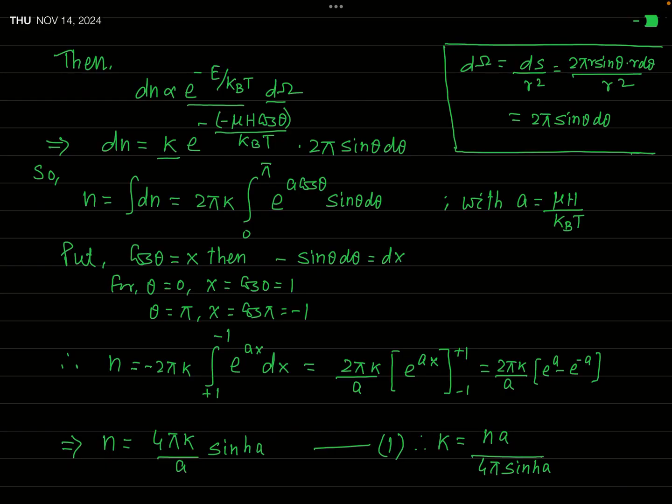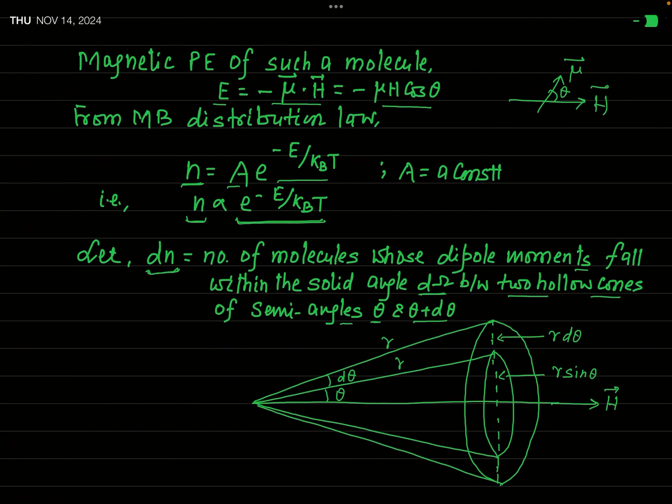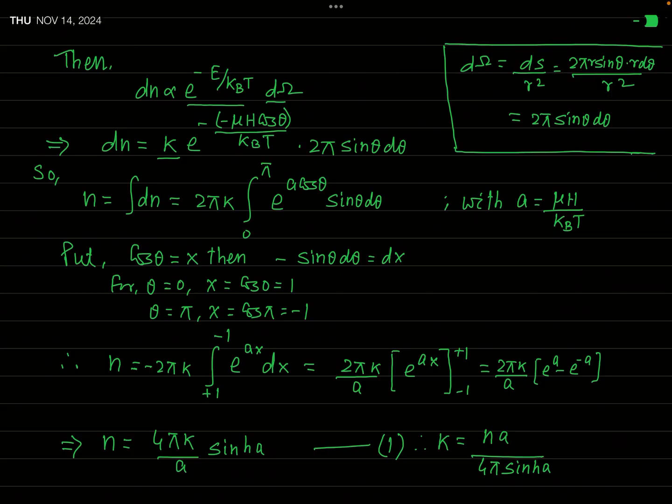And you can say that this dn is equal to k times e to the power minus E by kb times t. But what is this E? You know, E is equal to minus mu h cos theta. So let us put the value of E here. So this will be e to the power minus mu h cos theta by kb times t. This outside minus sign is due to this formula, and energy is already negative, so here there is a minus sign.